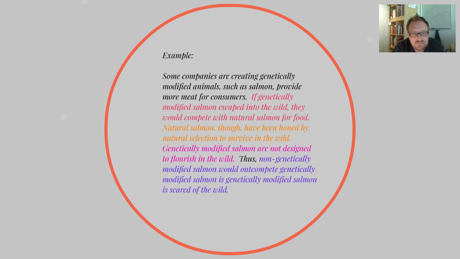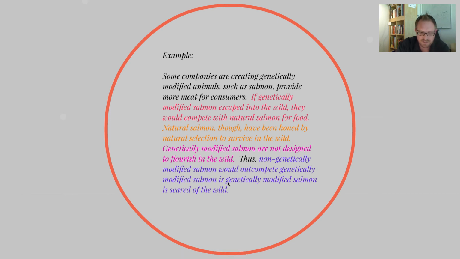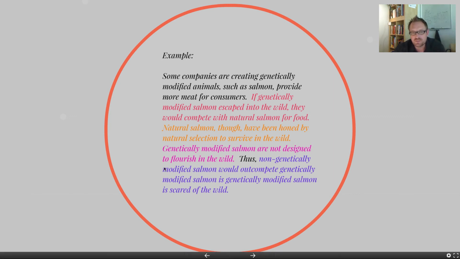It looks like I have a problem here. I'm sorry about that. This is bad. Let me look it up. Somehow I mistyped it. Right. It should say, thus non-genetically modified salmon would outcompete genetically modified salmon if genetically modified salmon escaped into the wild. So there's a little bit of a typo there.